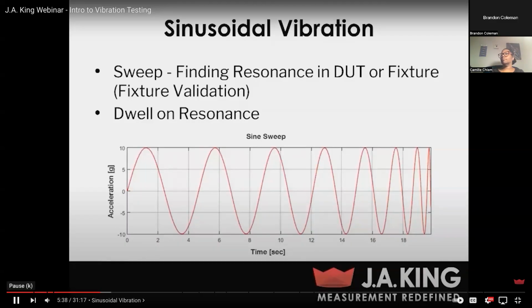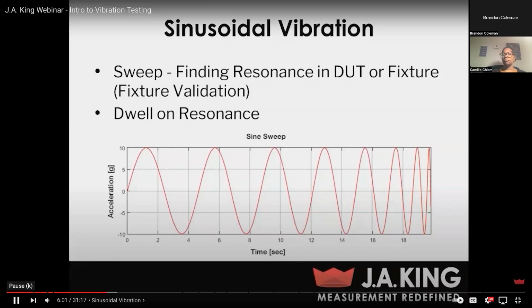And you want to find resonance in the DUT. Usually the reason that you want to do this is to see what kind of damage you're going to experience at that resonant frequency. So usually you would do a sine sweep over a specific frequency range. And once you find that resonance, you would perform a dwell on it to see what kind of damage your DUT is going to experience.